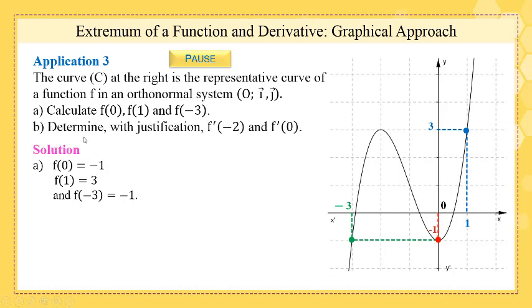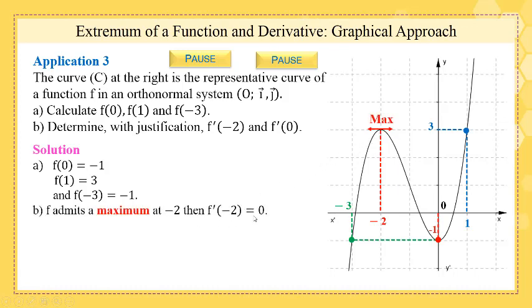Part B. Please stop the video, then solve this part. The point on the curve of abscissa -2 is a maximum point, so f prime of -2 equals 0. The point on the curve of abscissa 0 is a minimum point, so f prime of 0 equals 0.